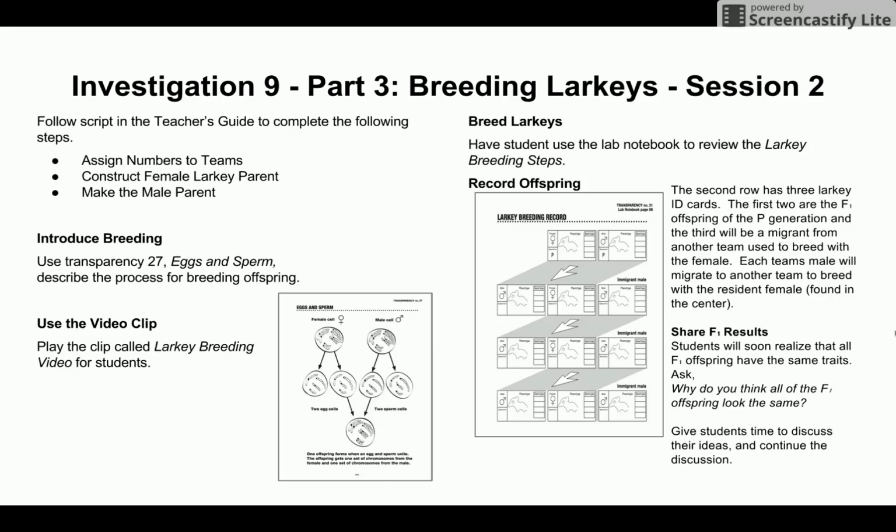Identify that the second row has 3 Larky IDs. The first 2 are the F1 offspring of the P generation, and the third will be a migrant from another team used to breed the female. We will not be breeding brother and sister.